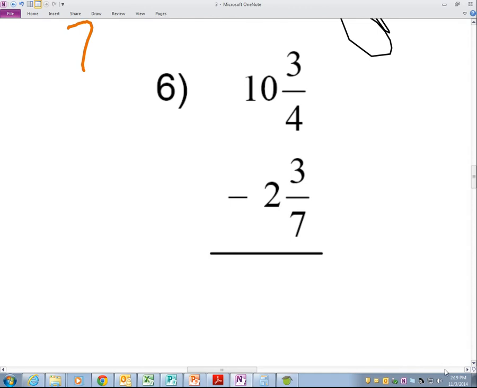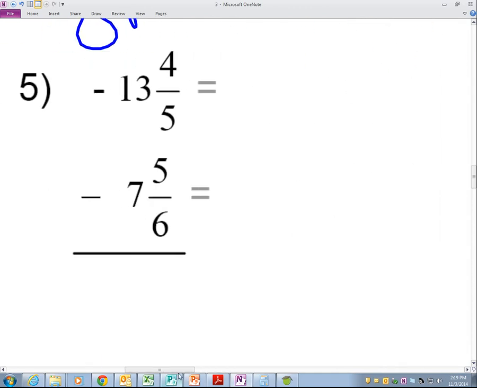All right, number 5. This one has some bigger mixed numbers. So I'm going to give you 3 minutes to work on it, then we'll see how you did.